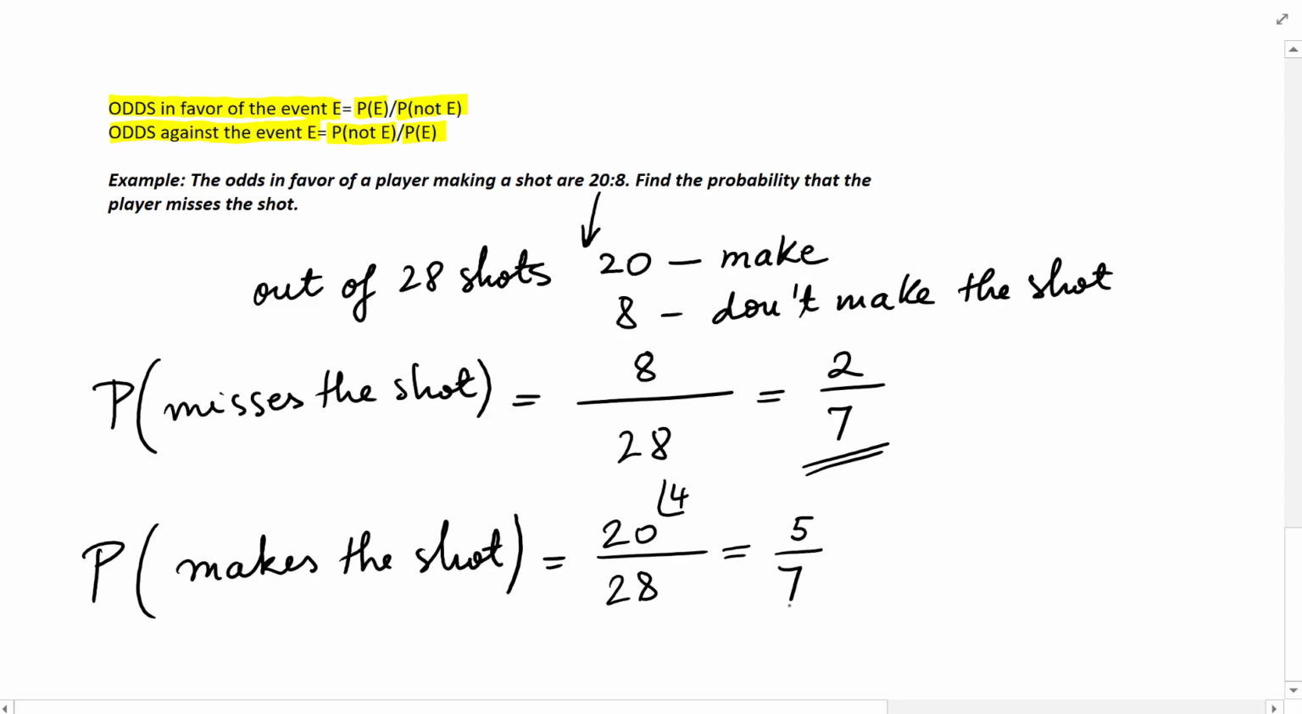And you can notice, if you take a look at what we got, 2/7 plus 5/7, it's 7/7, which is 100%. So he either makes the shot or doesn't make the shot, right? Those are the only possibilities.